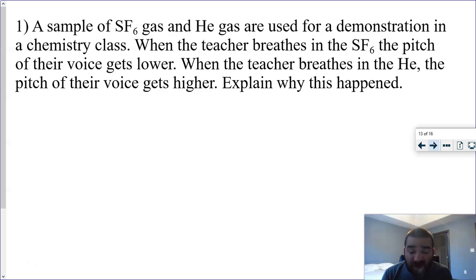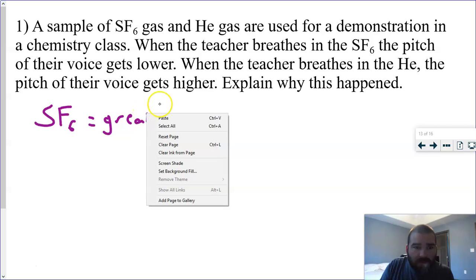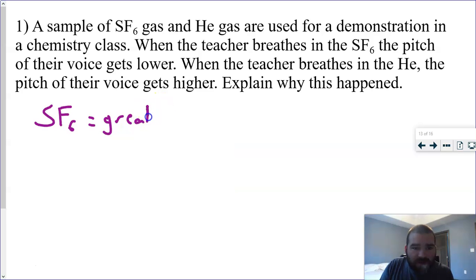Again, please think about it, pause it, jot something down before I start yapping. I think that's a good thing. That's how you learn. At the very least, think about it. Walk through what your answer is in your head. So please pause it. All right, so sulfur hexafluoride. Okay, it has a greater mass. I keep accidentally hitting that.